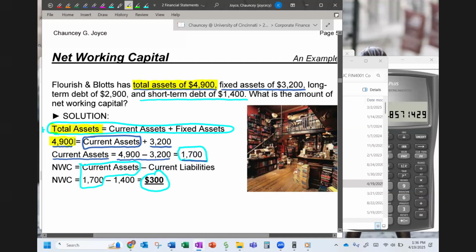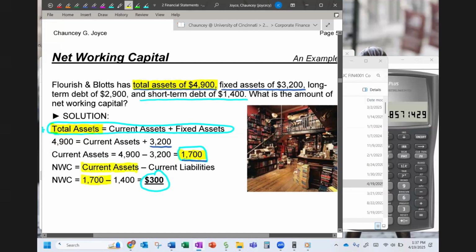So we're going to subtract the 3,200 from each side, and then we get current assets equals 4,900 less 3,200, which is 1,700. We're going to use that 1,700 to set up our next identity, which is net working capital equals current assets less current liabilities. So we pull in the current assets and subtract our short-term debt, also called our current liabilities, of 1,400 and get our net working capital of 300.